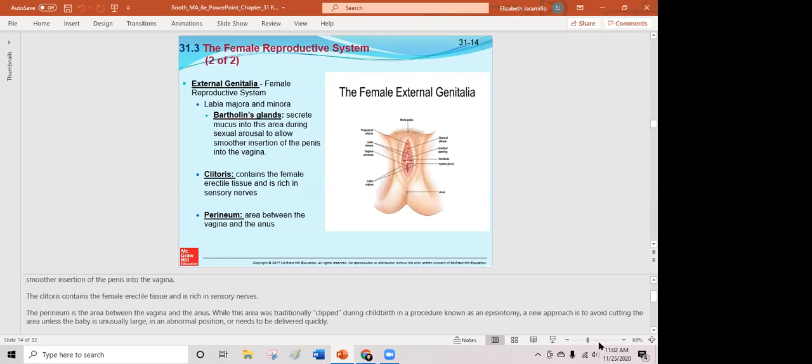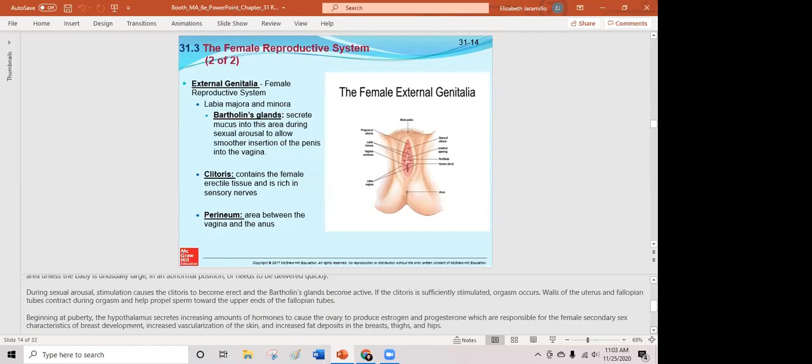A new approach to avoiding cutting in this area is positioning. I've also heard of wet, warm towels or compresses to soften up the skin, moisten it a little bit, to help it stretch a little better. But you definitely want to try one of those approaches first before they just go ahead and do an episiotomy, because it's definitely painful. I've had one.